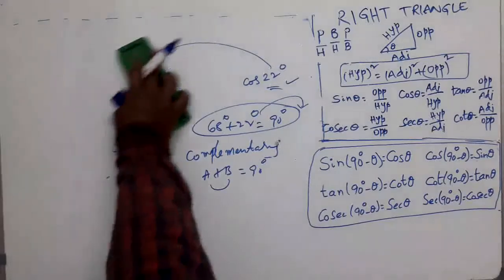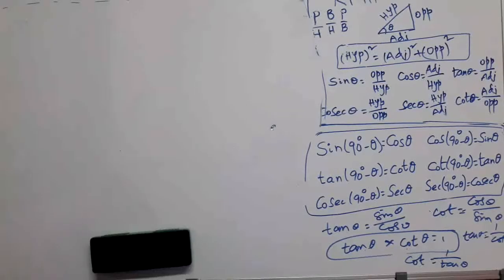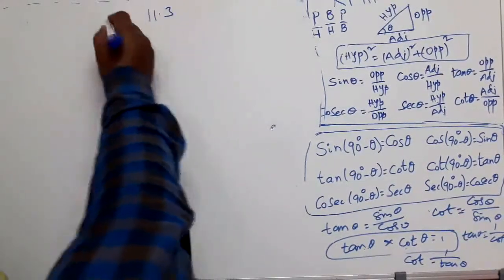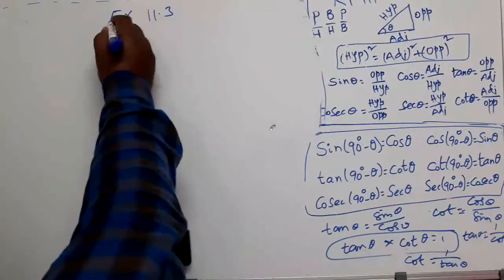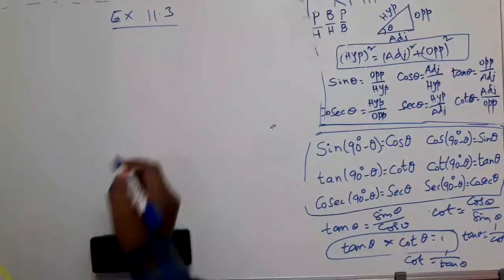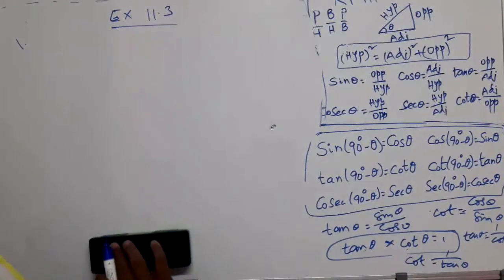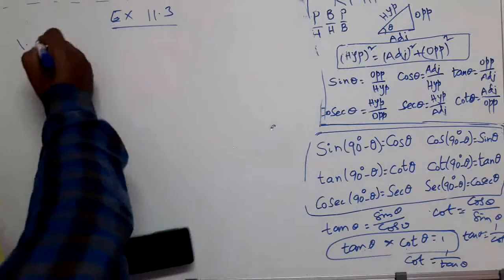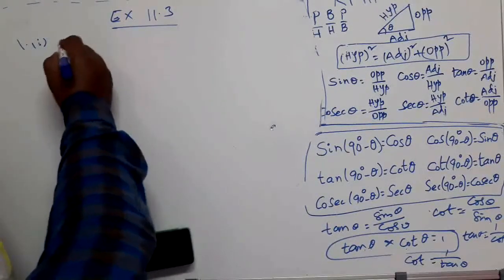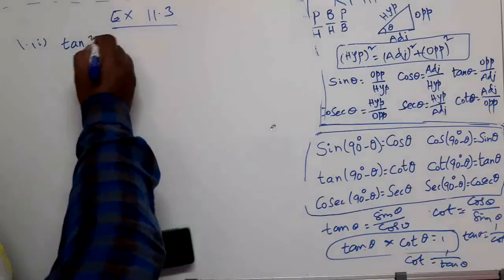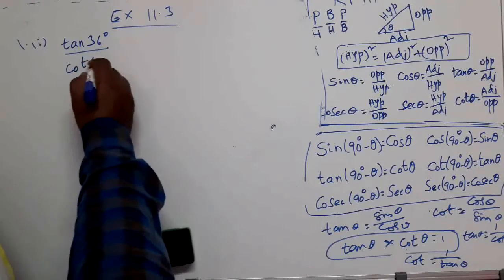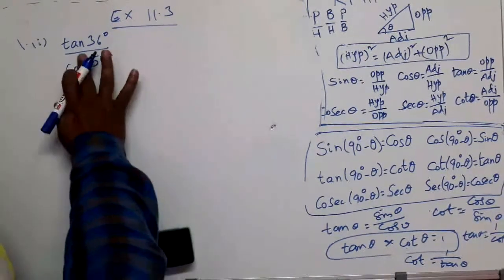Let us see now the questions of the exercise. Yes, friends. Let us see now exercise 11.3. First question. Evaluate. Of course, it has got 6 parts. That is the first part. Evaluate tan 36 degrees upon cot 54 degrees. This is the question.